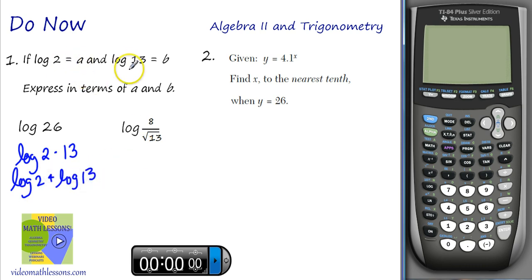And from our definition at the top, we're going to trade that out. Wherever I see log 2, I put A, and 13 is B. So this is going to be A plus B. And that's the first part. Now let's look at this one.